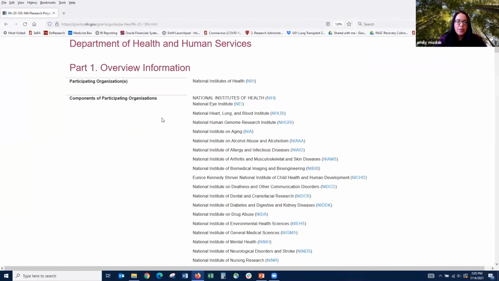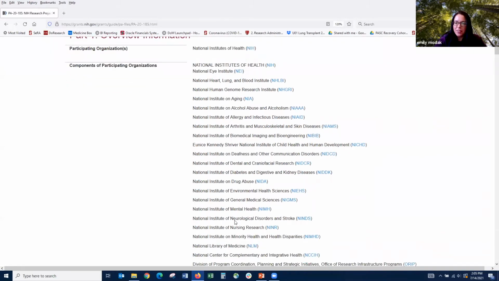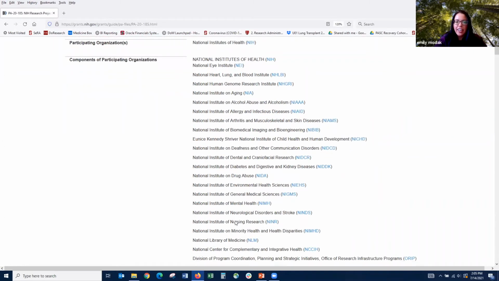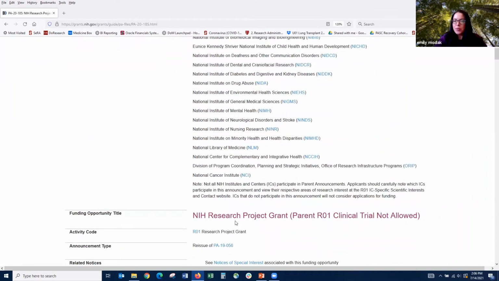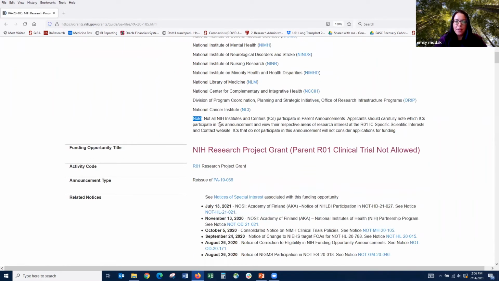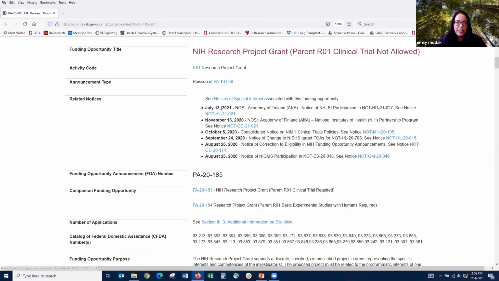So, okay, here's our parent R01. This is our most common grant that any university doing biomedical research will get. You can see that the participating organization is NIH, and then here we talk about all the different institutes and centers that NIH has. For this parent R01, most of the centers do participate, but they make the note, not all institutes and centers participate. So if, say, your PI is a cancer researcher, make sure it says National Cancer Institute, just to be on the safe side.